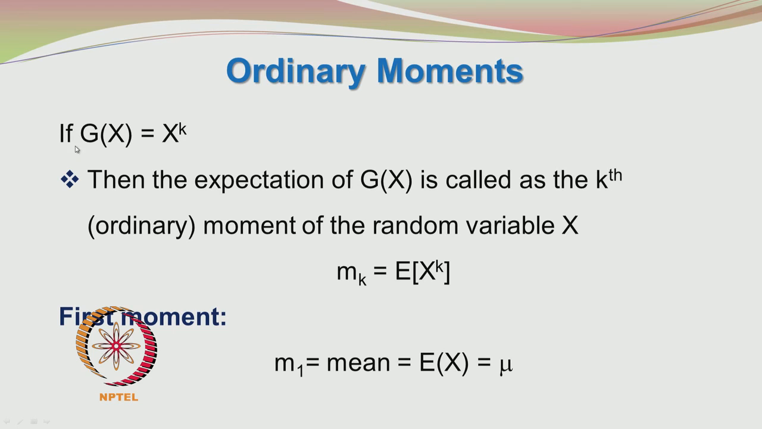Okay. So, if we define g of x as x to the power of k, then the expectation of g of x is called as the kth ordinary moment of the random variable x. So, the kth ordinary moment is represented by m of k is equal to expected value of x to the power of k. The first ordinary moment is represented by m1, which is equal to mean, and that is equal to expected value of x, because k is 1. So, you have expected value of x, and that is equal to mu.